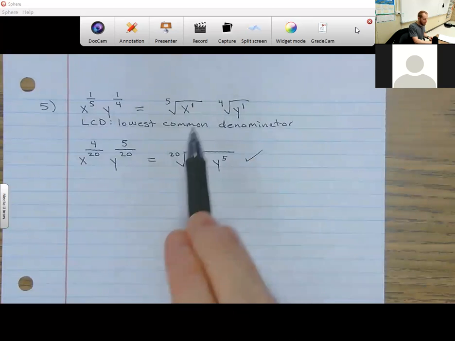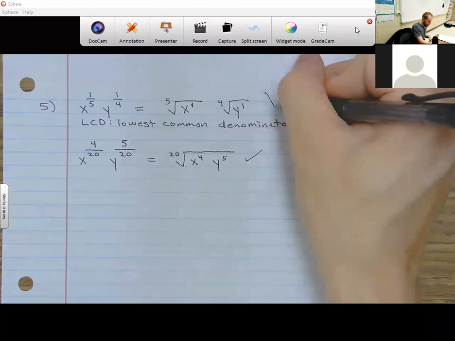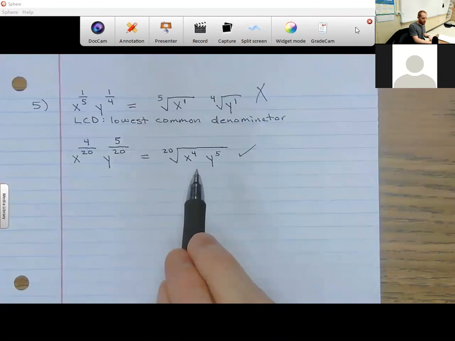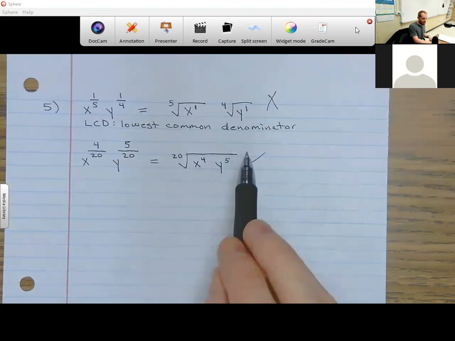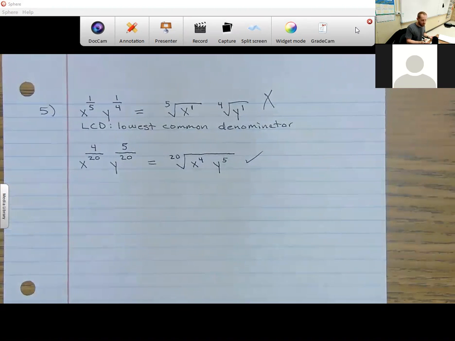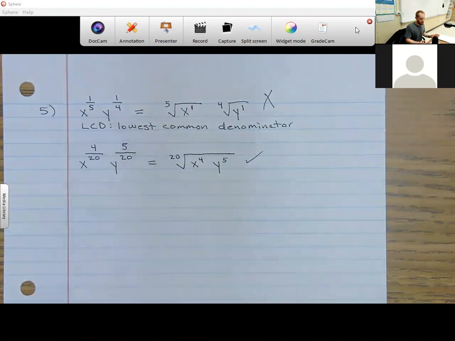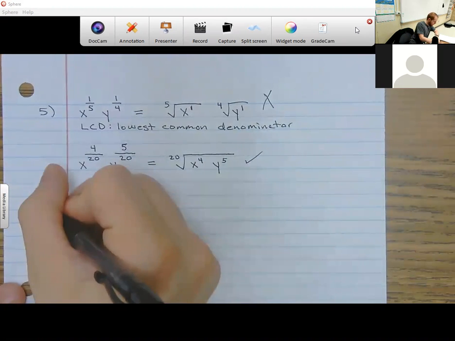So instead of writing it like this, which I don't want you to do, I would rather you write it like this, where we have one radical sign and we have a common denominator. And this is kind of a special example. This is the only one in the problem sets where you actually have to find an LCD. And that's just because the denominators are different numbers up here. That's the only reason why you do this. Okay? Let's look at number 6.